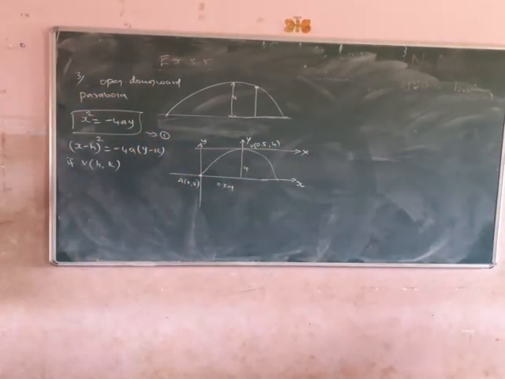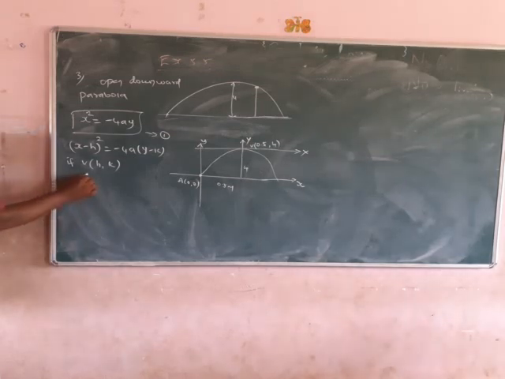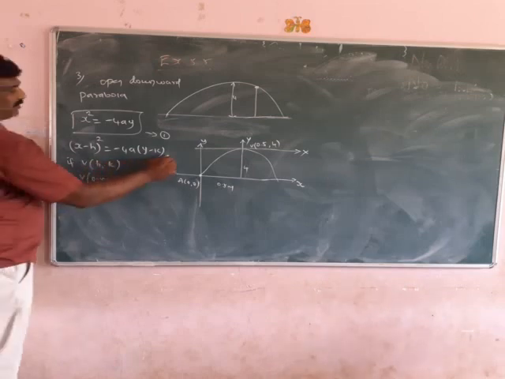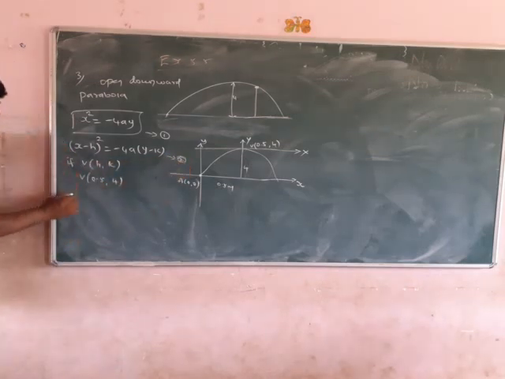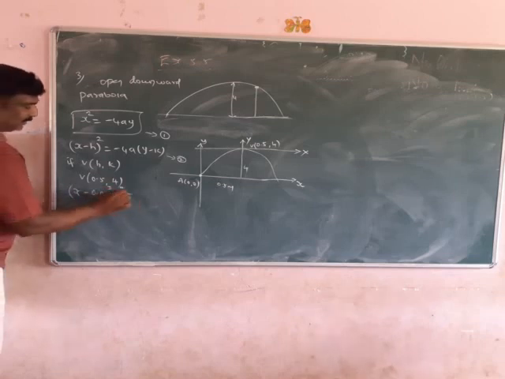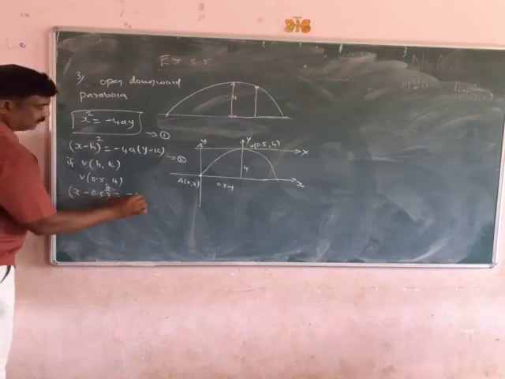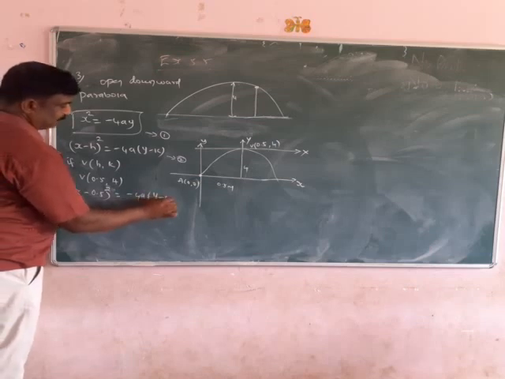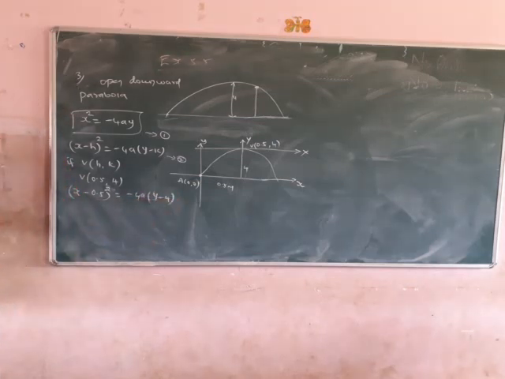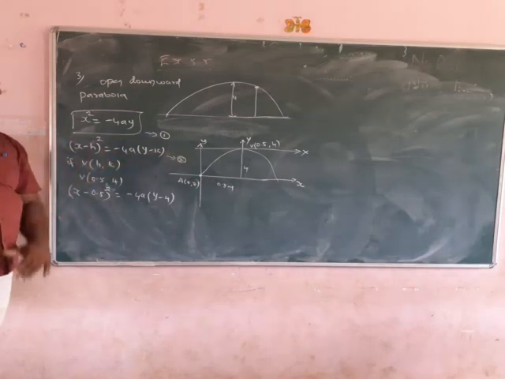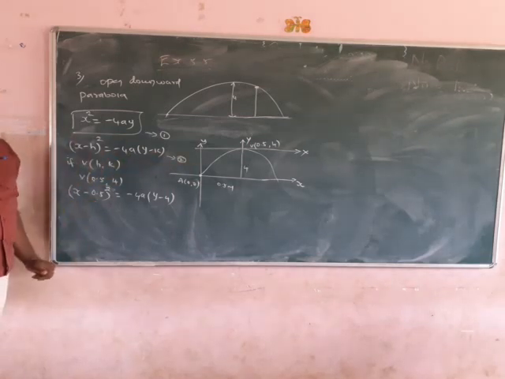Let me assume the vertex is (0.5, 4). Then the equation becomes, let me call it equation 2: (x minus 0.5) whole square equals minus 4a into (y minus 4). The k value is 4, so y minus 4. This is the equation for the given details.